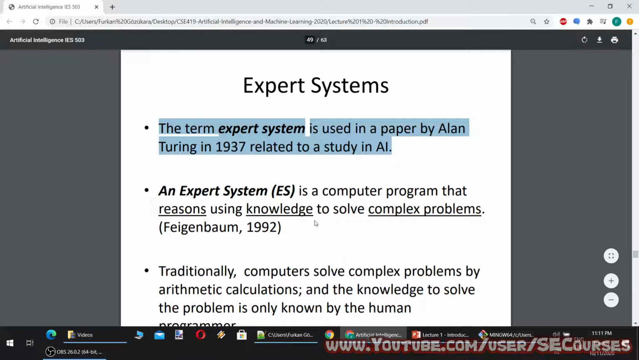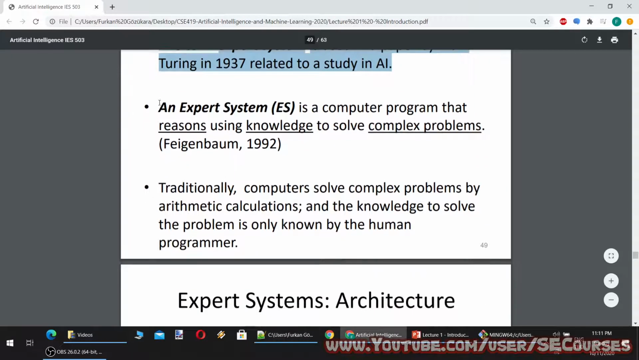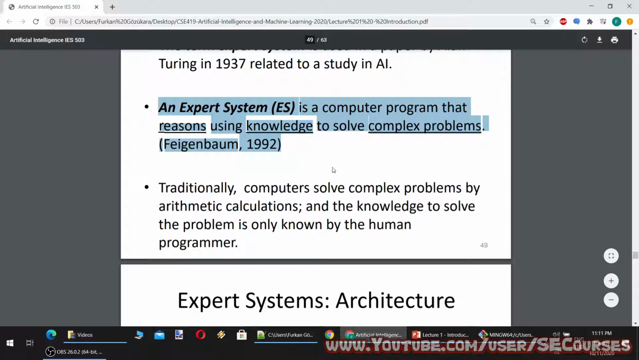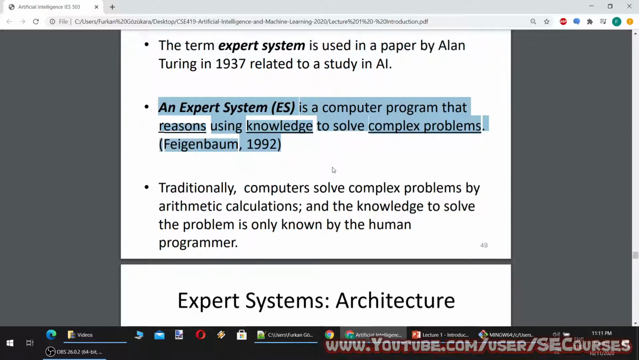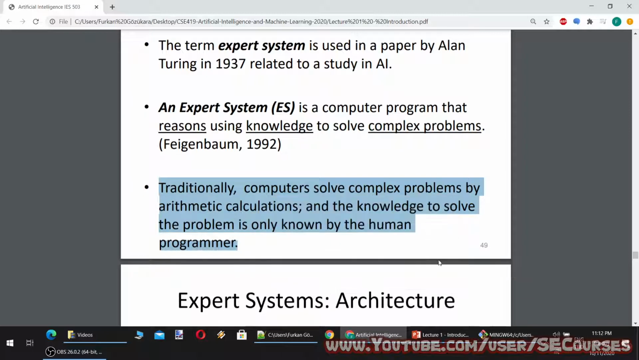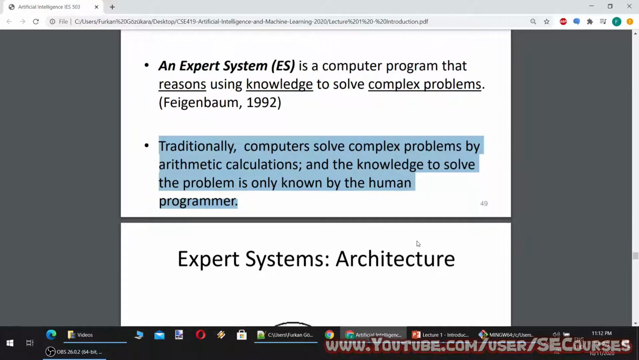The term expert system is used in a paper by Alan Turing in 1937 related to a study in AI. An expert system is a computer program that reasons using knowledge to solve complex problems (Feigenbaum, 1992). Traditionally, computers solve complex problems by arithmetic calculations, and the knowledge to solve the problem is only known by the human programmer.